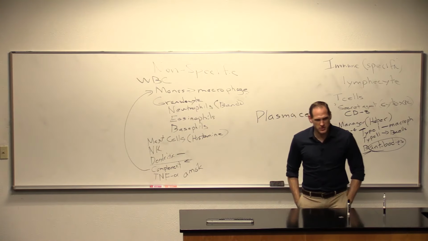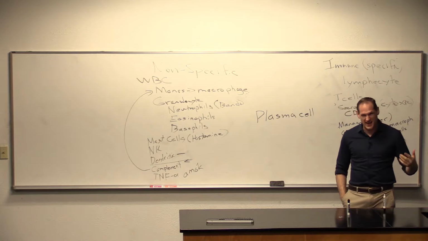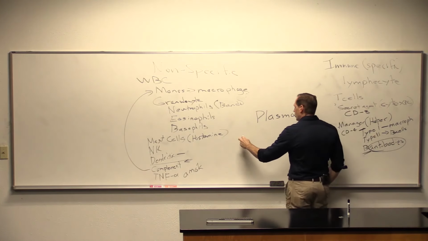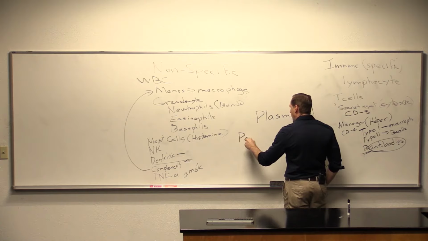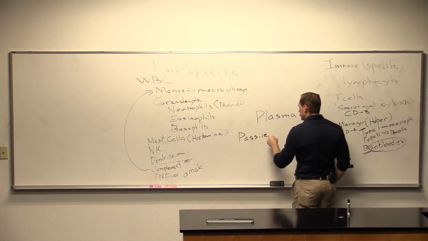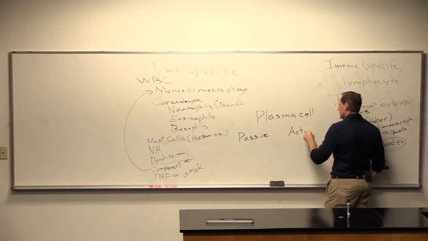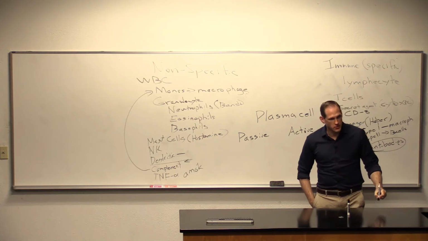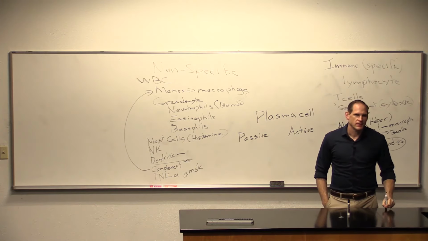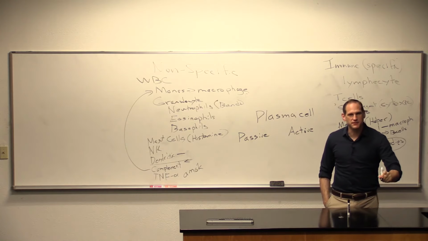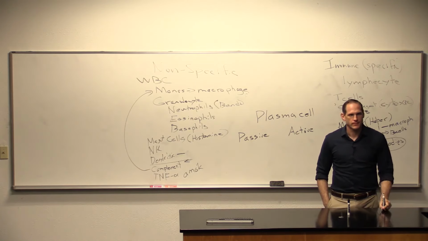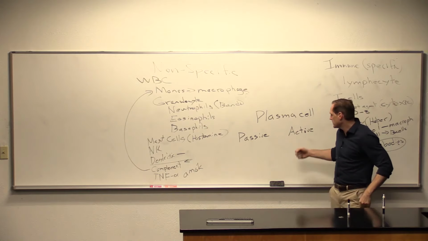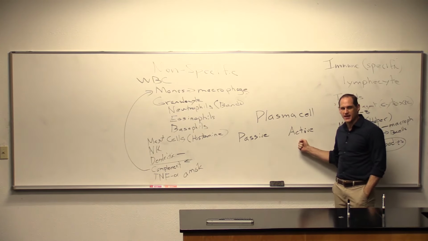Now, there's 2 different types of immunizations, passive and active. What do you think is happening in active? Not necessarily. Could be, but not necessarily. What is your body doing actively? When you receive an immunization, what's the goal of the immunization? To make antibodies. So your body will actively make antibodies.